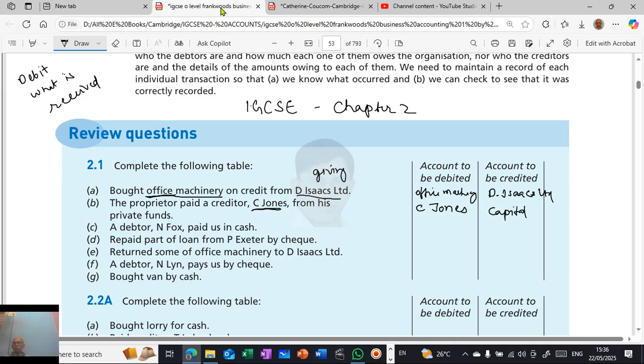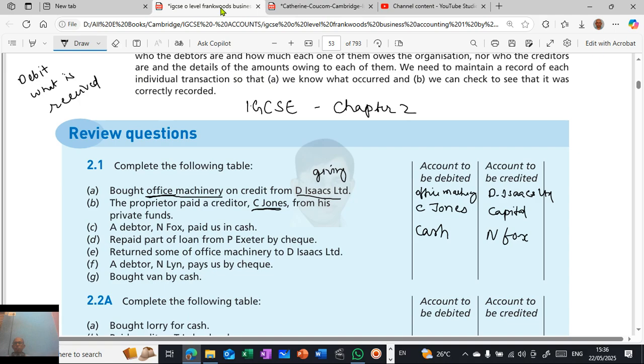A debtor N Fox paid us in cash. So what is happening? Cash is coming in. Cash is being received. So who is giving? N Fox is the person who is giving, so N Fox will be credited because he is the giver.